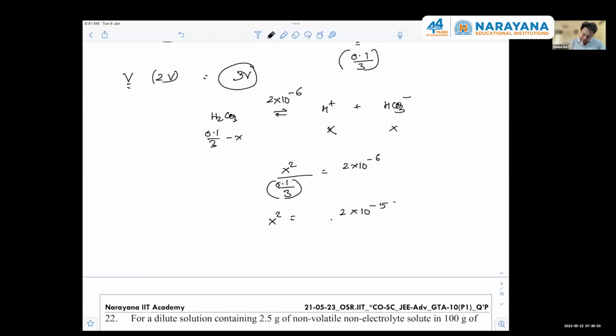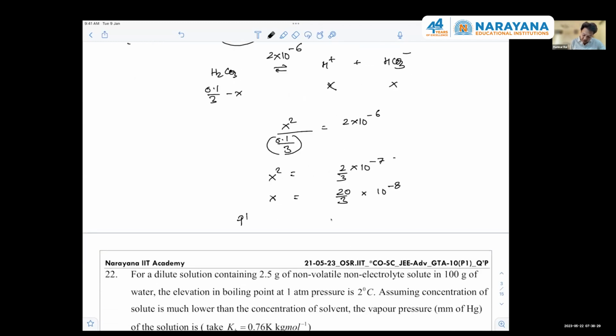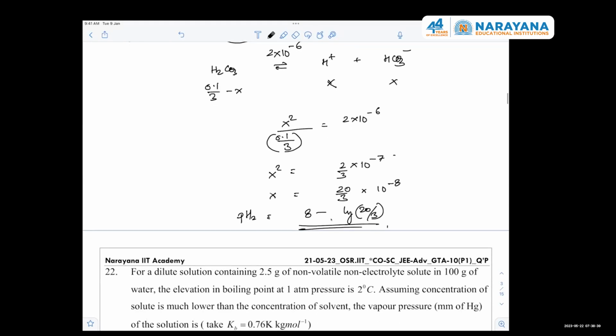Sorry, 0.1 you have multiplied, no? So that is 2 into 10 to the power minus 7 divided by 3. That is the situation. So x is equal to, just divided by 10 and multiplied by 10, 20 by 3 into 10 to the power minus 8. I would like to put it like this. So this pH2 will be 8 minus log of 20 by 3. So that will be the difference. So it is x square, not x.